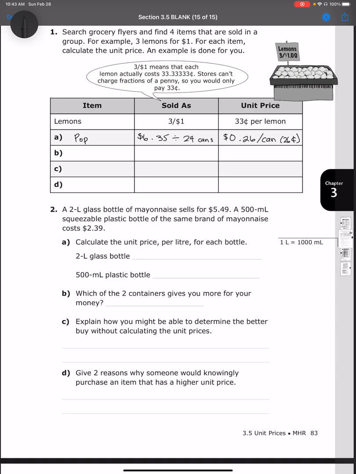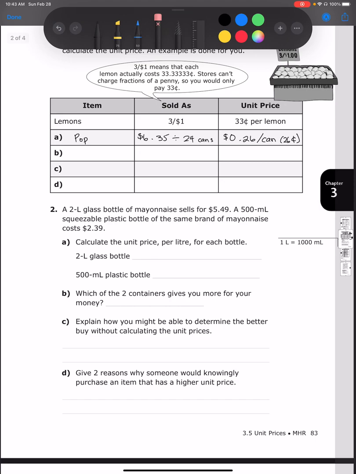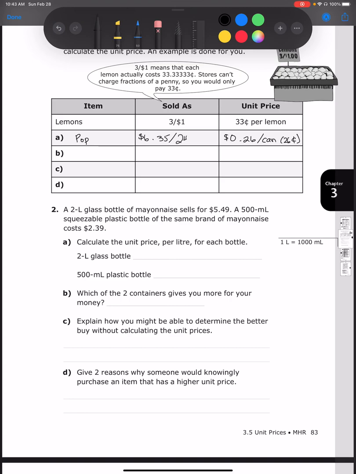Okay? I'm actually just going to rewrite this part right here. So it's actually sold as $6.35 per 24 cans. And then the work would be, you have to do $6.35 divided by 24.